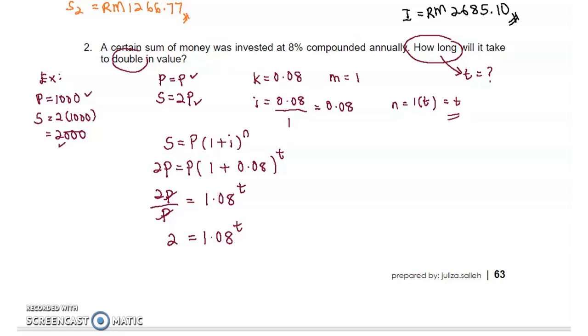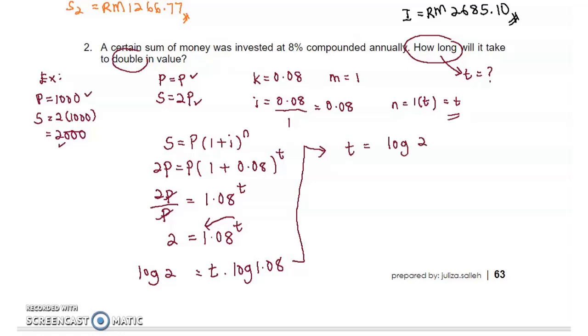So in order to find the value of an unknown power, we can apply log. Okay, so how to apply log? The unknown value t you bring in front. So t multiplied by log 1.08. If the right hand side you put log, the left hand side you must also put log. So t equal to log 2 divided by log 1.08.